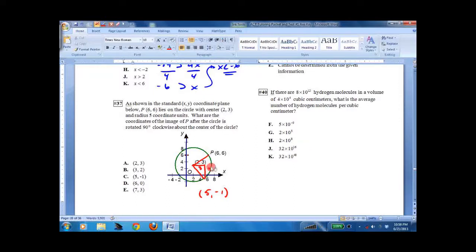So this is a 3 and this is a 4. 2 and 3 is 5. And 3 minus 4 is negative 1. But really the best way to do it is just look at it, map it out, and go from there.